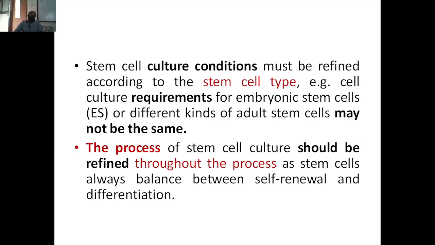So stem cell culture conditions must be defined according to the stem cell type. Example, cell culture requirements for embryonic stem cells, that is ES, or different kinds of adult stem cells may not be the same. Now the process of stem cell culture should be refined throughout the process, as stem cells always balance between self-renewal and differentiation.